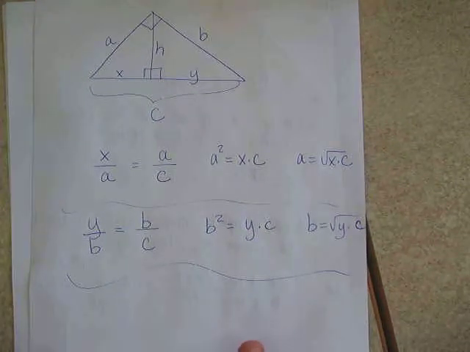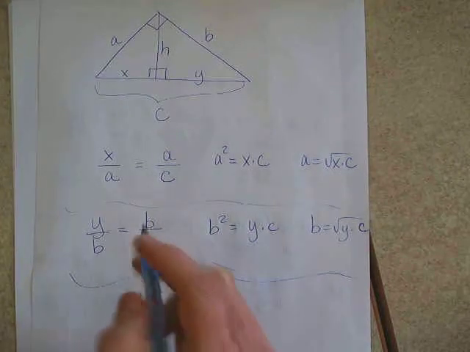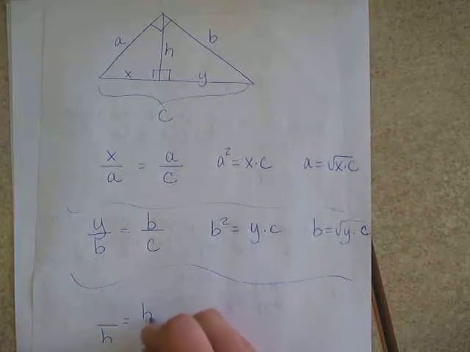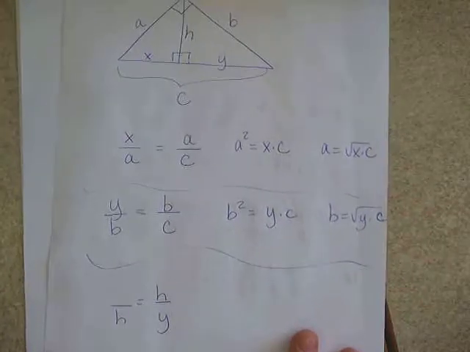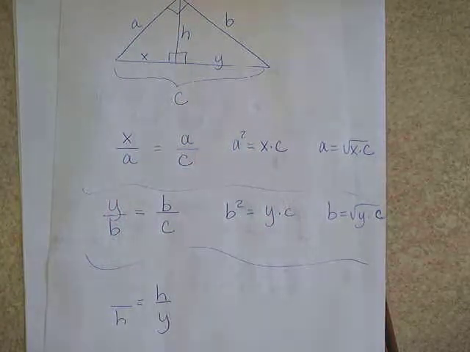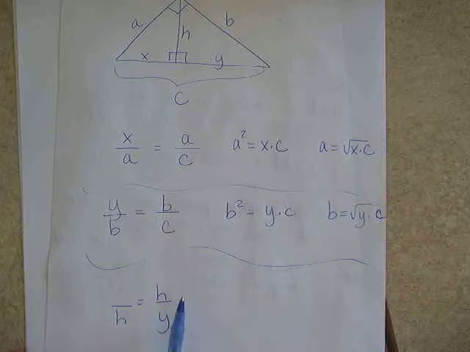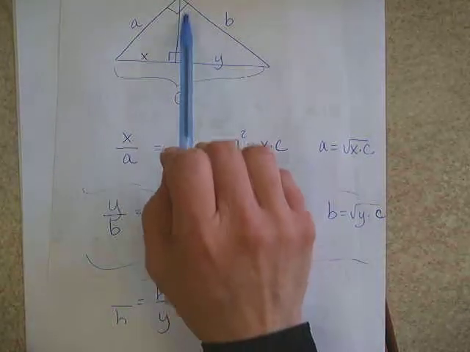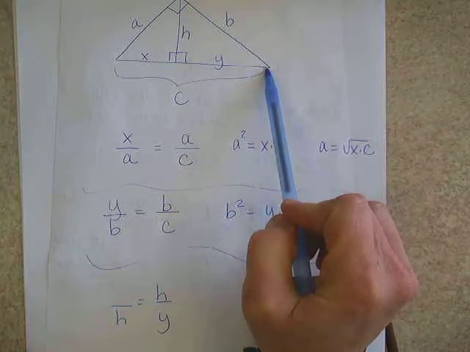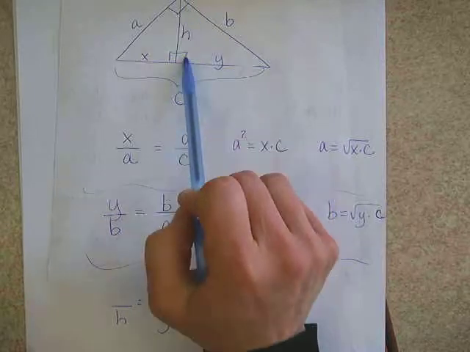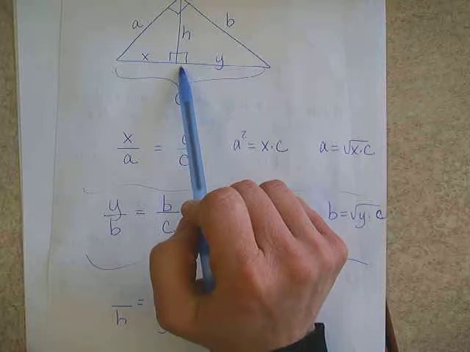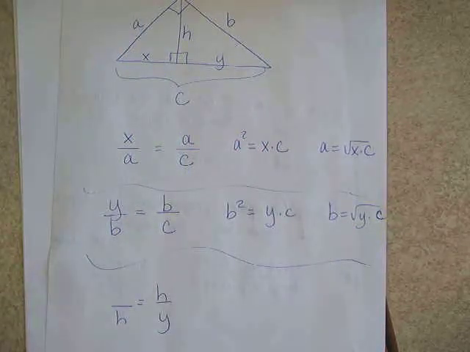So the last proportion we're going to look at specifically is, we're going to put h over here and h over y. So this one involves the altitude. So look at h over y specifically. We have short leg, long leg, and then we have h again. So that is the long leg of this one.